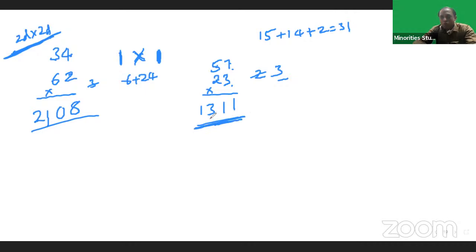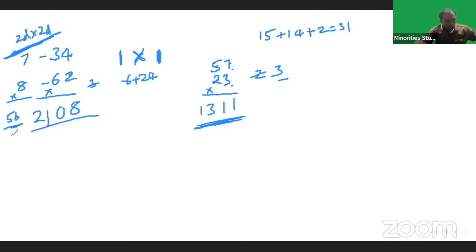If you have any doubt here, one checking method is also there. What is the checking method? That checking method is known as the digital sum method. Find the sum of all the digits in the given number. That is known as digital sum. 34: 3 plus 4 is 7. 62: 6 plus 2 is 8. Find the product of these two digital sums. 7 into 8 is 56.